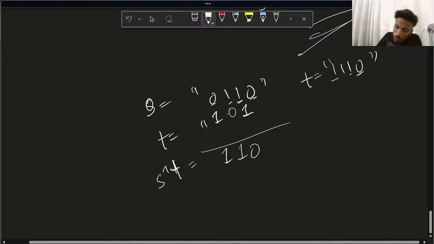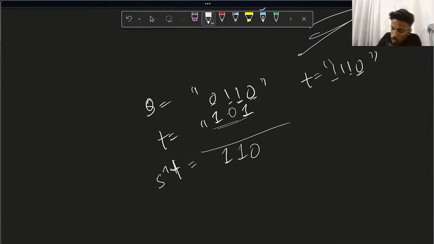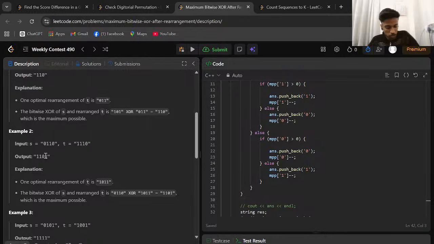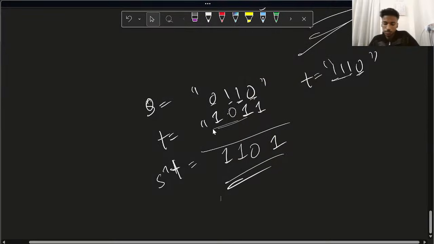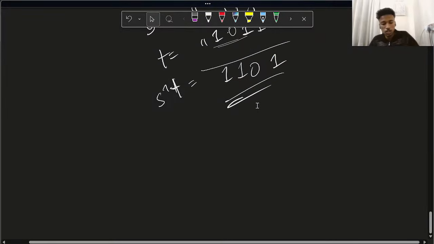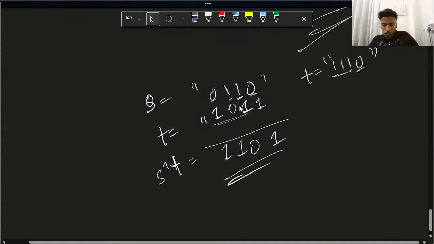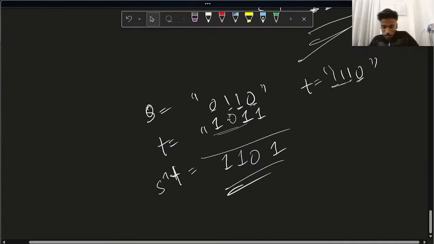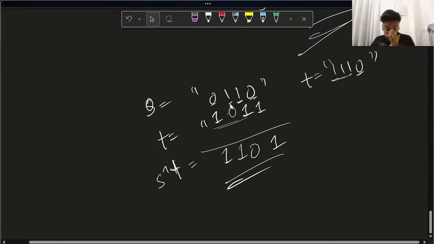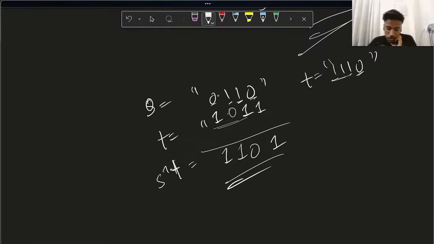0, I see a 0, I want a 1. So do I have a 1 available? Yes, we have to use two ones and here it was three ones. So I can put a 1. So this is the maximum answer we can get. And you can see this is also given in the answer. Okay, 1101. So this is what our approach will look like. First of all, we will keep track. When we see a 0 in S, we will look whether we have a 1 available. And we have to keep track.